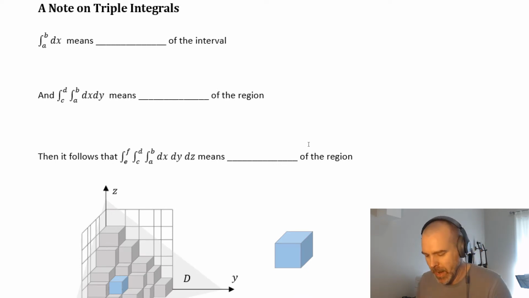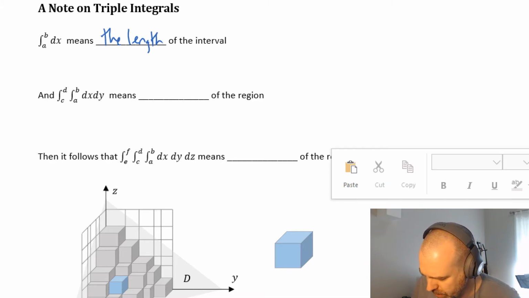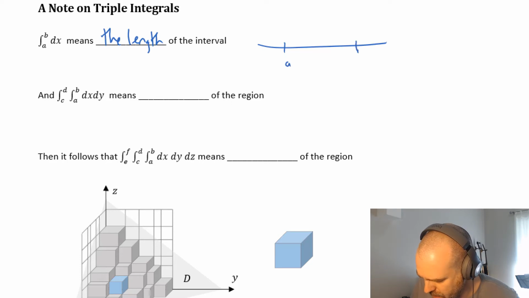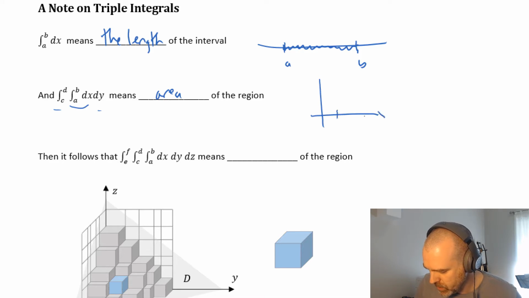This is really the development of what a triple integral is. So we know the integral from a to b means the length of the interval. All you're doing is integrating from a to b of dx, and what you get is the length of the interval. And if we integrate from a to b dx and then c to d dy, what that gives us is the area of the region: a to b on the x, and c to d on the y, and we get the area of the region.